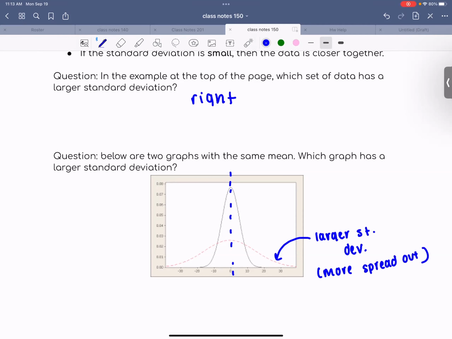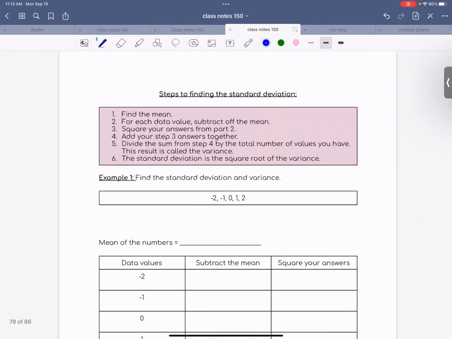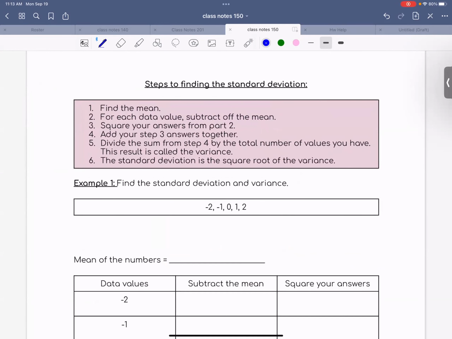Any questions on the idea of standard deviation? That's good. Since we know what it means, the standard deviation is a number, which means we can calculate it, which I know we love doing. Now, there is a funky formula for the standard deviation. I don't like to use it because I feel like there's a more step-by-step method to do it.